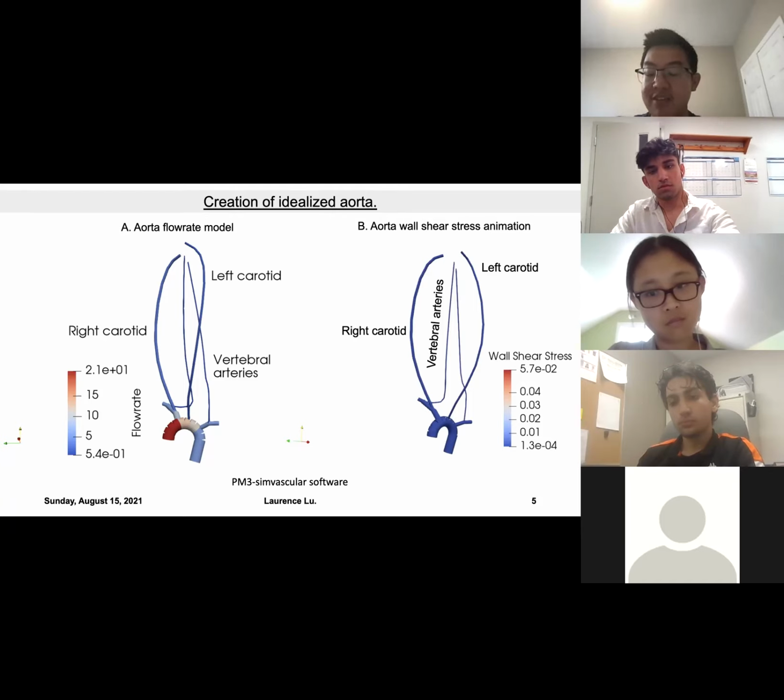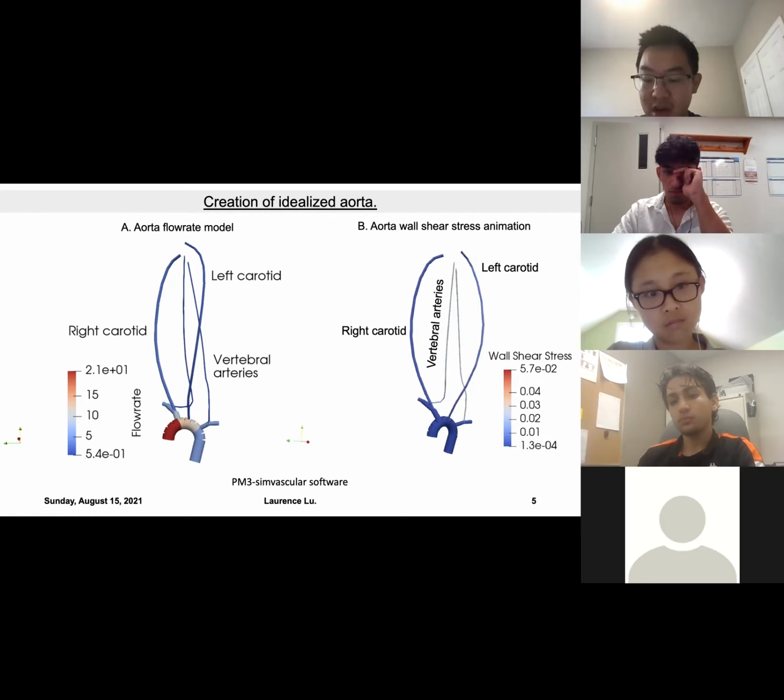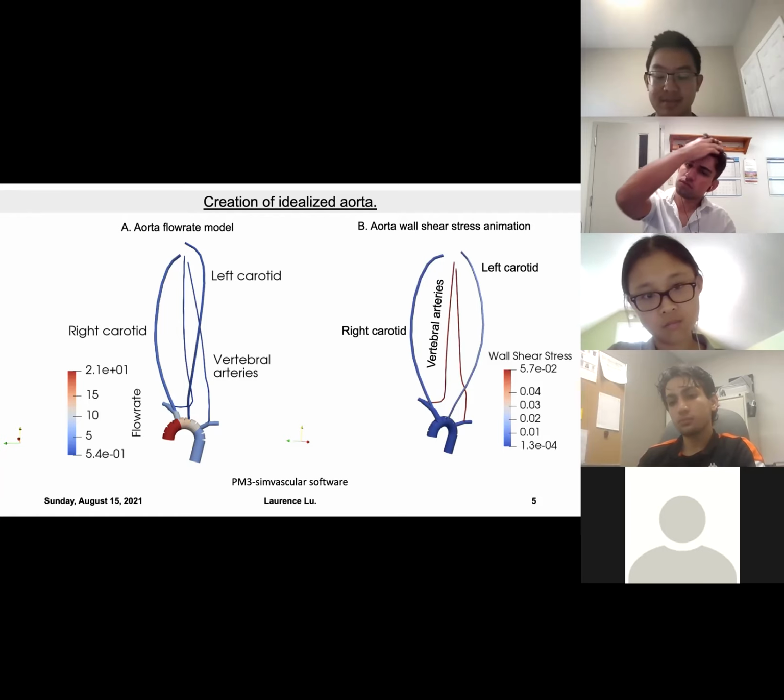On the right, we have an aorta model simulation animation created by Clara Sun, showing the wall shear stress throughout parts of the aorta when blood is being pumped. As we go through the simulation, I'll show the simulation right now. We can see that the vertebral arteries go from being a dark blue to a dark red, indicating that there's 100 times more wall shear stress over that time. It is also important to notice the wall shear stress becomes 100 times more only in the vertebral arteries compared to the left and right carotids.